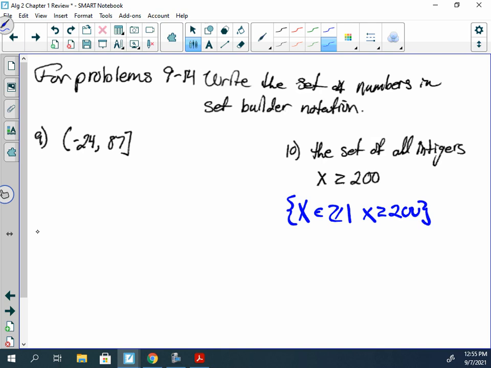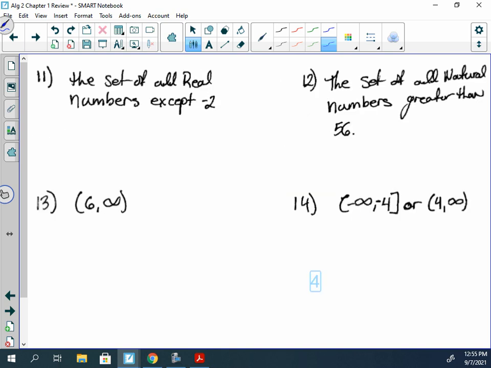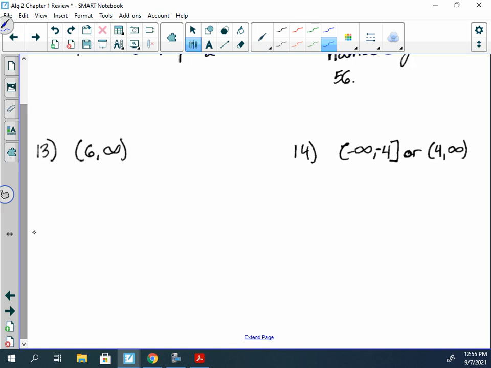Any other questions on 9 through 14? Any other one of these here that we want to look at or go over? 14. So here we have parentheses negative infinity comma negative 4 bracket, or parentheses 4 comma infinity. Well, for us to be able to use set builder notation, we have to take this out of interval notation and write it in inequality.